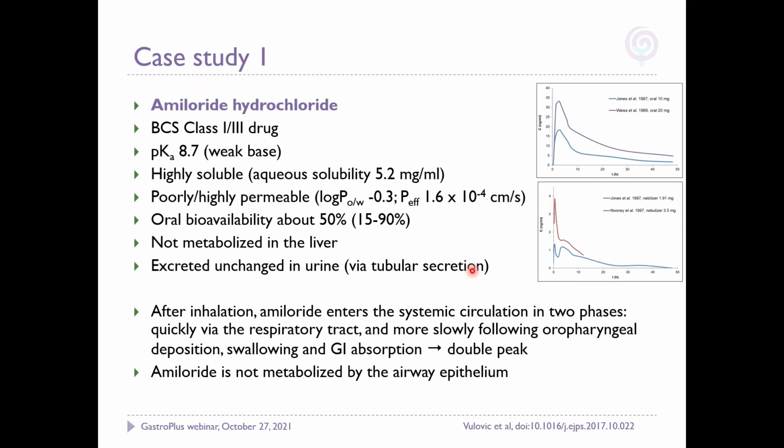I've listed some basic biopharmaceutical properties of this drug, and here I'll just highlight that amiloride absorption following inhalation happens in 2 phases. First, quickly via the respiratory tract, and then more slowly the swallowed portion of the dose is absorbed from the GI tract. Consequently, we have a double peak in the Cp-time profile, as you can see in this graph. These are the main data from clinical studies.